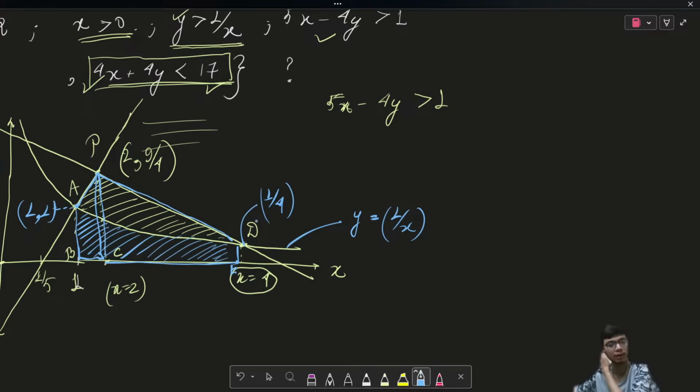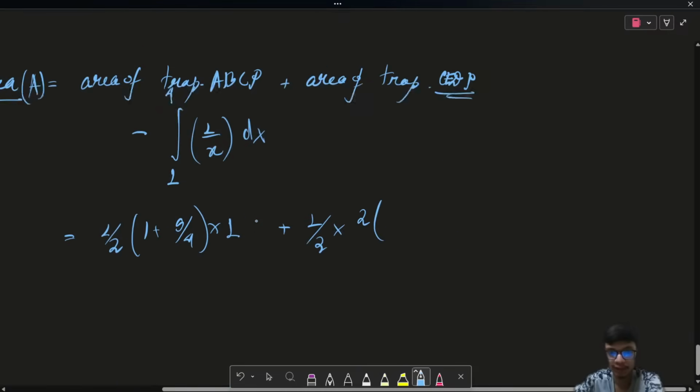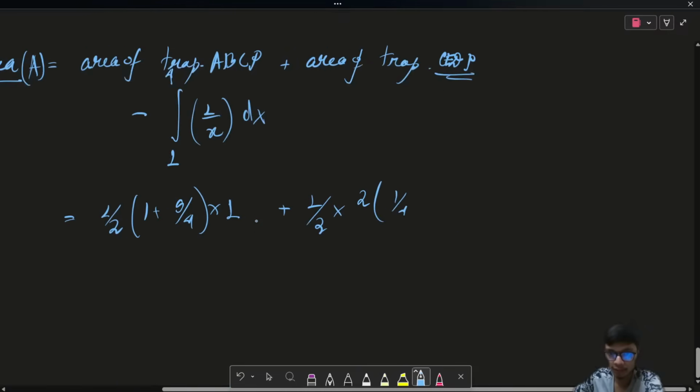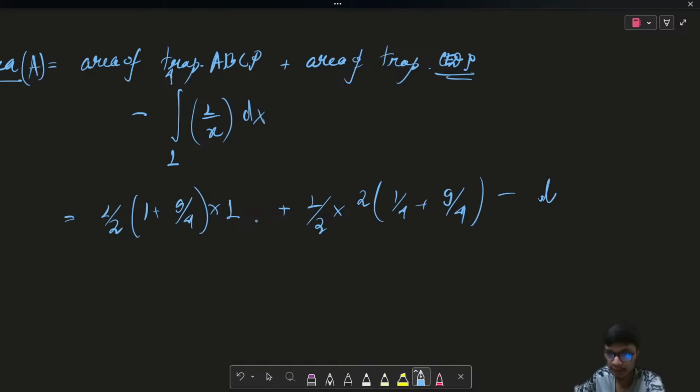So x equal to 4, y will be 1 upon 4, right? So y is 1 upon 4, and this particular is 9 upon 4, right? So this is going to be 1 upon 4 plus 9 upon 4 minus the integration of 1 by x, which is basically natural log of x, within the limit x equals 1 to 4.